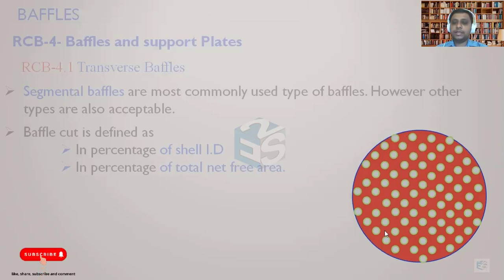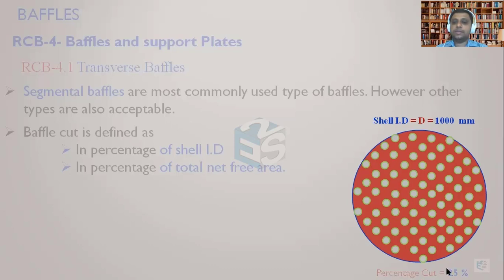Let's say this is again a cross section of a shell with a number of tubes. You can see that this brown or maroon color area is there, right? That is called the total net free area. So calculate the cross sectional area of the shell and subtract the cross sectional area of all the tubes, and whatever is remaining, this space is representing the net free area. So shell ID is, let's say, 1000 mm, percentage cut is 25%, again the same, but now it is defined in terms of total net free area and not in terms of shell ID.